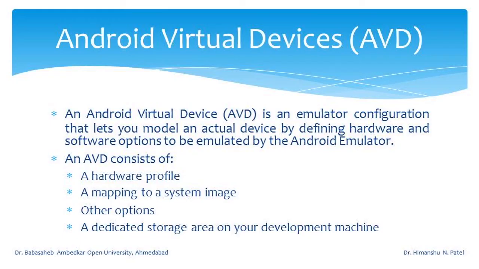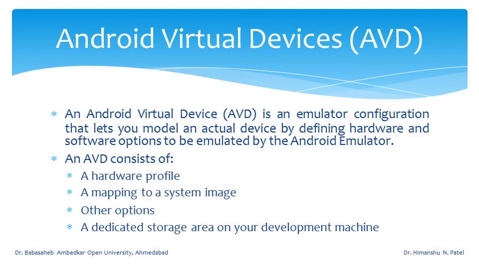We have the Android Virtual Device, in short called AVD. We already discussed that an Android Virtual Device is an emulator configuration that lets you model an actual device by defining the hardware and software options to be emulated by the Android emulator. What does it mean? It means you can have a virtual device which behaves exactly like an actual device, and whatever test results you get on this device are also applicable to the physical device.